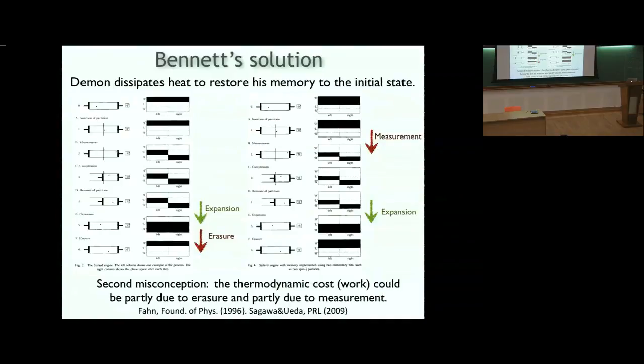So the second misconception is that erasing is not necessarily costly. Landauer's principle is for a very specific process where the memory has the same phase space volume, the reference states and the two states. Okay.